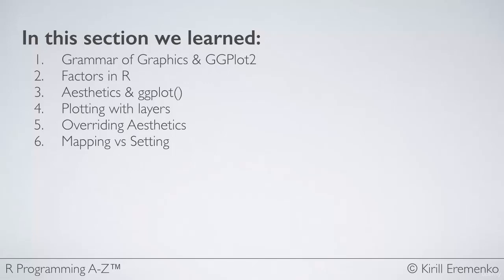To set an aesthetic you don't need the aes function, and people who are starting off with R sometimes forget about it and use the aes function for setting, and that can cause serious issues in your visualization. So just remember the difference between the two and always ask yourself, am I mapping this aesthetic or am I setting it? Based on your answer, you will know how to proceed with your code.